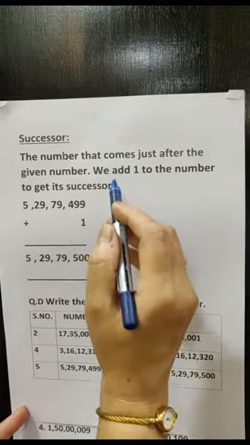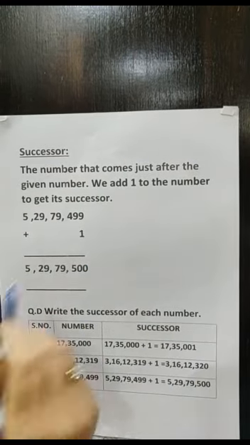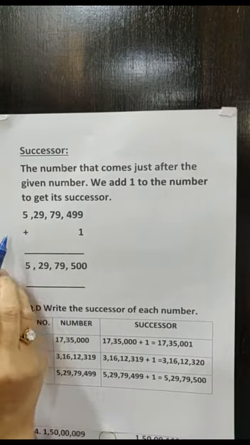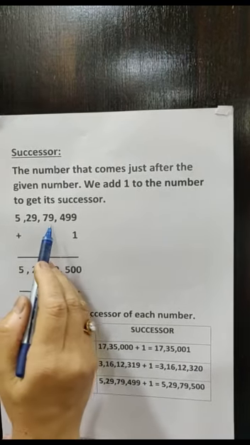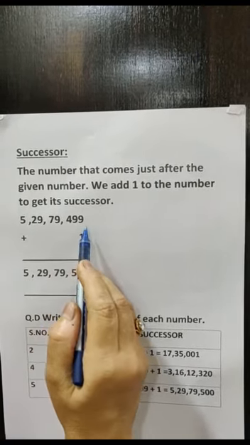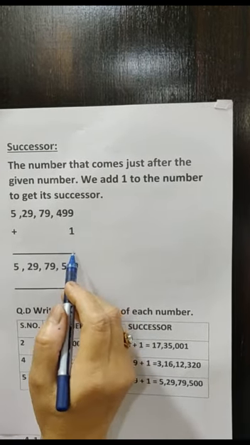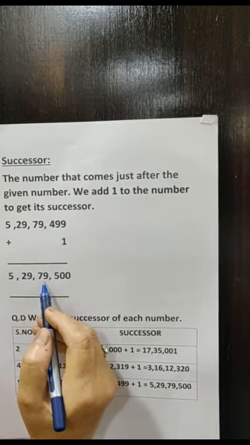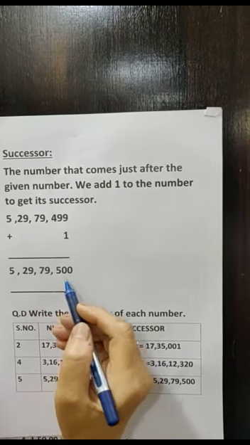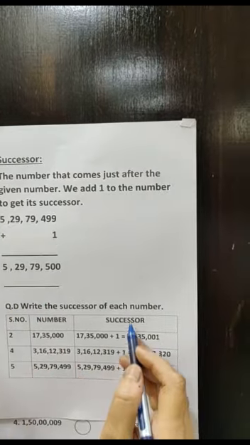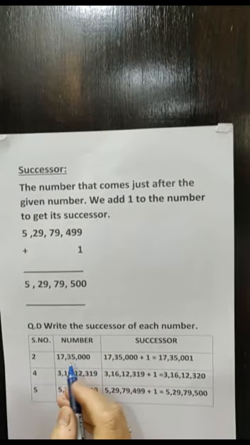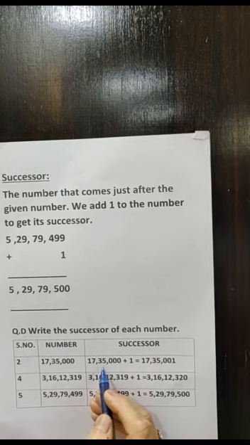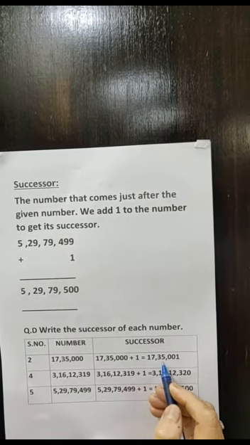Successor is the number that comes just after the given number. If we add 1 to a given number, we get its successor. Suppose the number is 5 crore 29 lakh 79,499. If we add 1 to this number, we will get 5 crore 29 lakh 79,500. So this way we will do other parts. If we add 1 to 17 lakh 35,000, we will get 17 lakh 35,001.